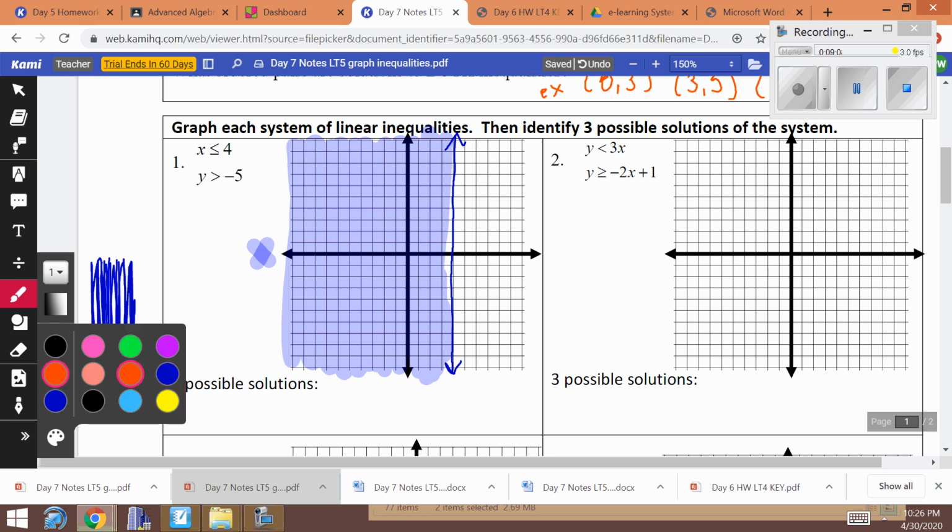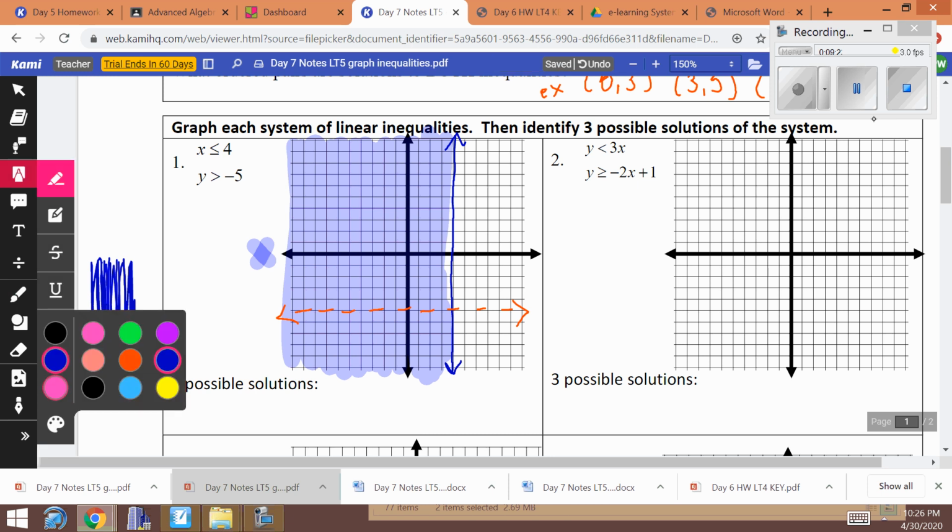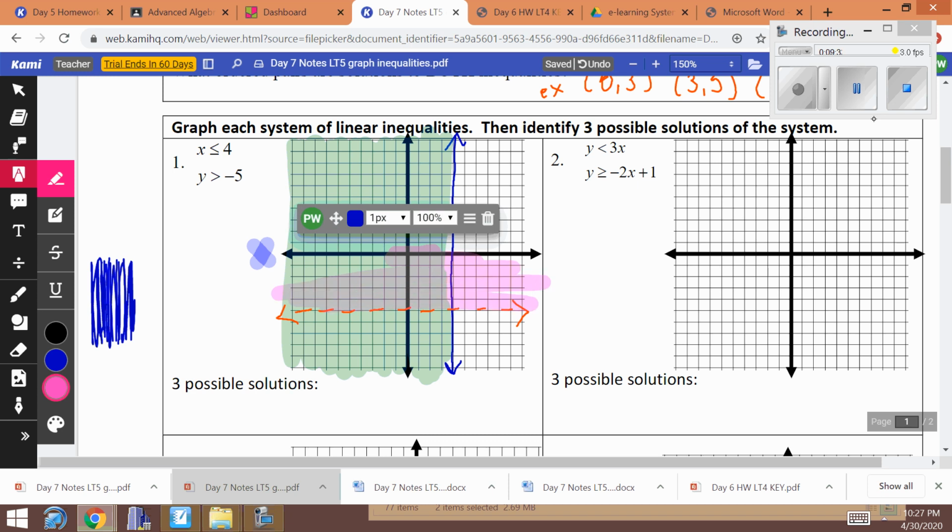All right, y is greater than -5. So we're going to do a dashed line, and it's going to go through our y-axis at -5 here. Dashed line going through here. We want all the y's bigger. So y's that are bigger are going to be above it. Again, you can still test 0, 0. 0 is bigger than -5, so 0, 0 is a solution up here. And then we're going to shade everything else above it.